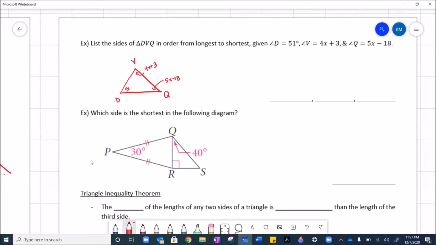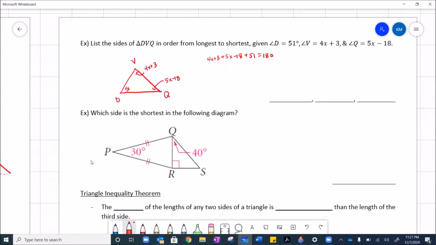What we have to do in order to list these sides is first find out what these angle measurements are. We can do that because we know that all three of these have to add up to 180. So 4x plus 3 plus 5x minus 18 plus 51 should equal 180 degrees. What does that give us?